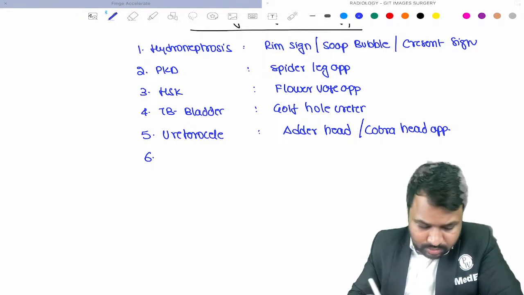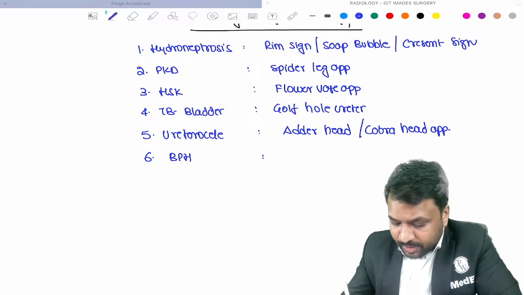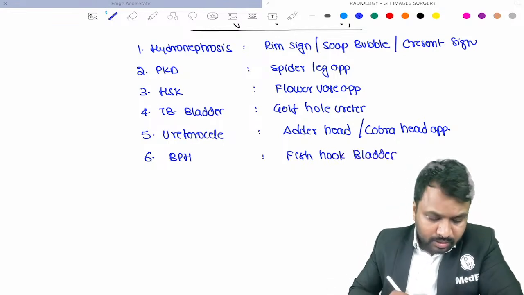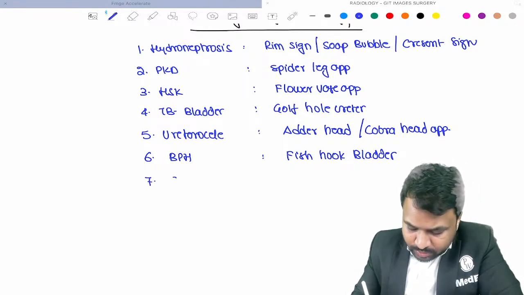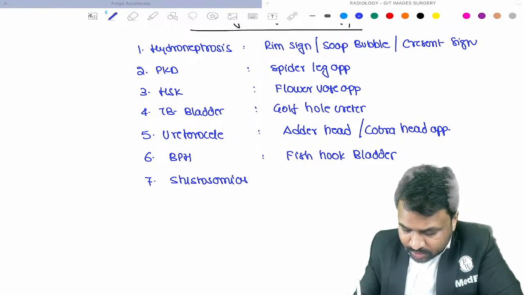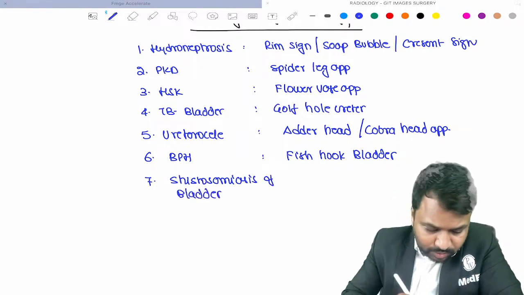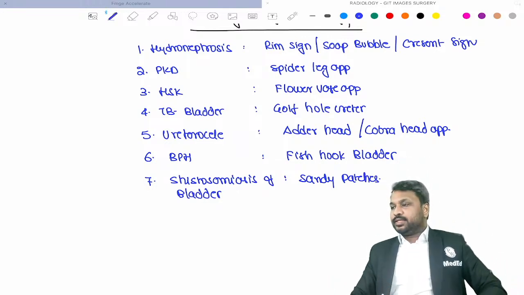Right. Now, in benign prostatic hyperplasia, there is the presence of fish hook bladder that you will see. Okay. In schistosomiasis of the bladder, it will present as sandy patches.